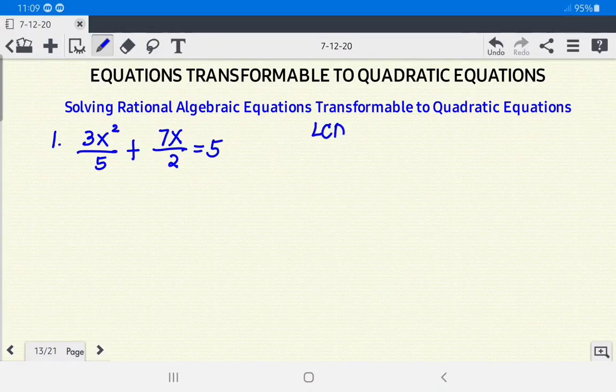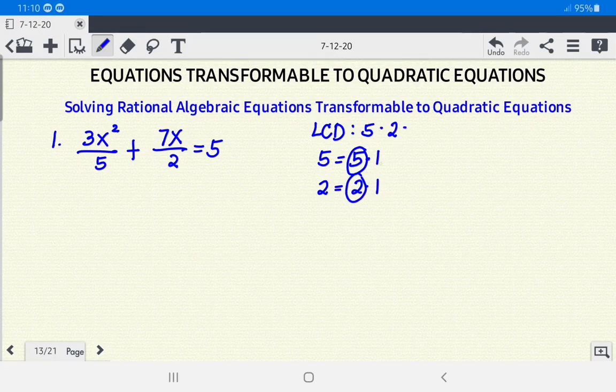For the LCD, we're going to get the factors of the first denominator, which is 5. So we have 5 times 1. Next, for the factors of the denominator 2, we have 2 times 1. Then, let us get the LCD. We multiply 5 times 2 times 1, we have 10. Sometimes it is easy for us to make use of the factored form instead of the product.